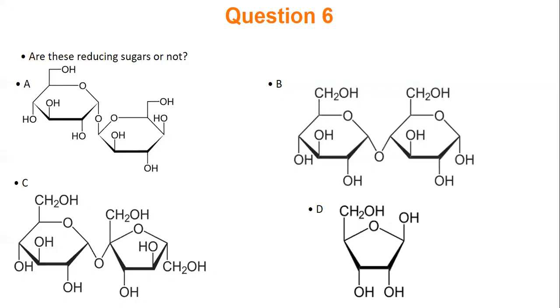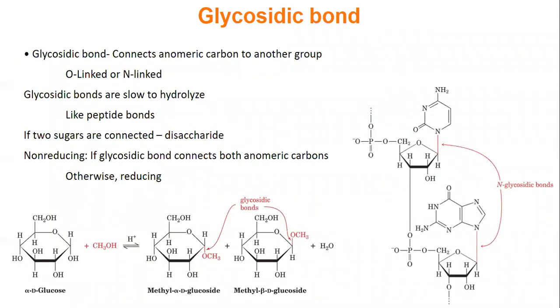The last thing I believe for this PowerPoint is talking about the glycosidic bond. A glycosidic bond is a bond that connects the anomeric carbon to anything else. That's all it is. It's if the anomeric carbon's bonded to something else. And these can be either O-linked or N-linked. What that means is that the bond coming from the anomeric carbon has to be connected to either an oxygen atom or a nitrogen atom. That's where the O-link or N-link comes into play.